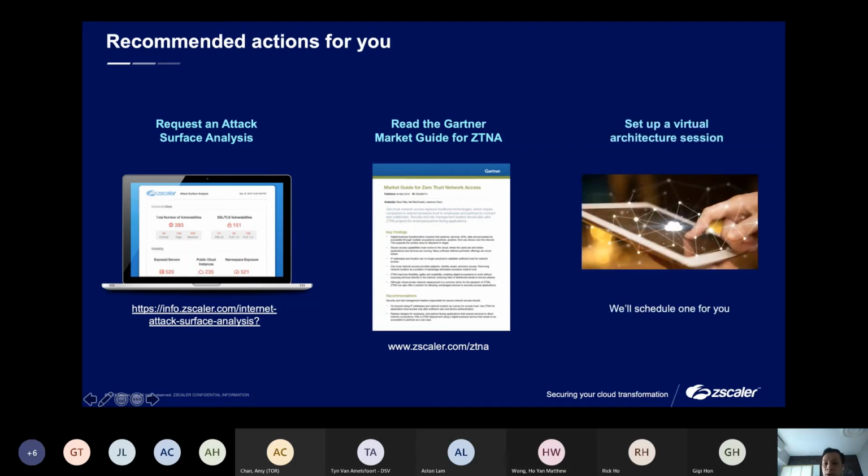We can also set up a workshop or architecture session with you. Feel free to reach me or Trustwave. So that's the end of my session today.